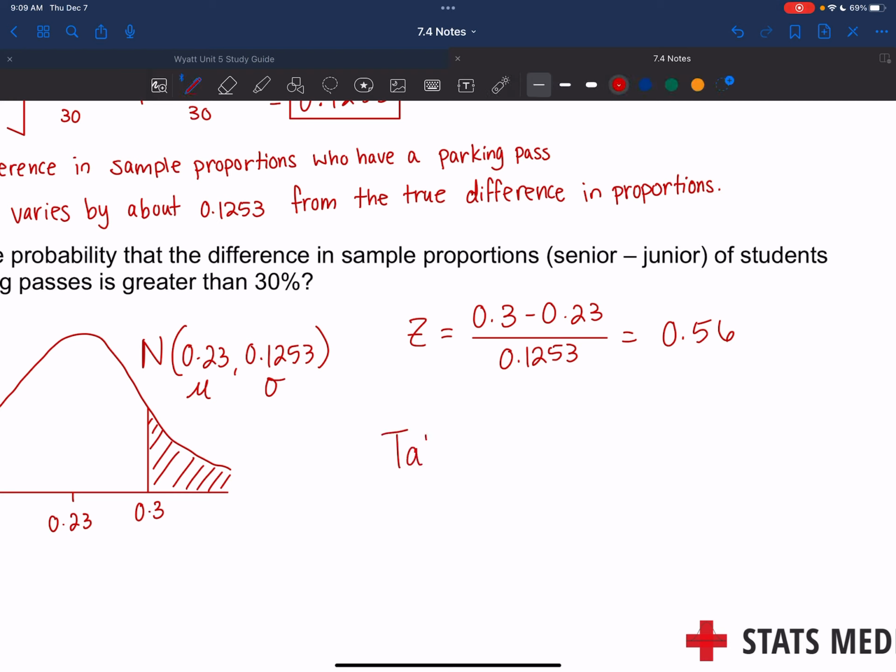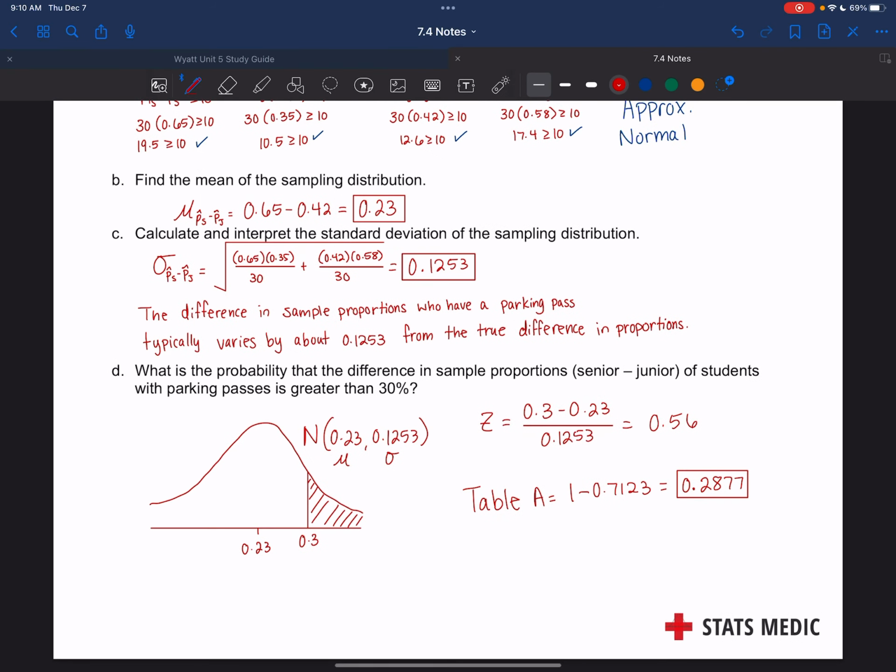So if we're using table A, we're going to have a p-value of 1 minus. On table A, a z-score of 0.56 gives you a value of 0.7123. And so we're going to have a p-value of 0.2877. Okay, so there is a 28.77% chance of having a difference in proportions of 30% or greater between seniors and juniors with parking passes.